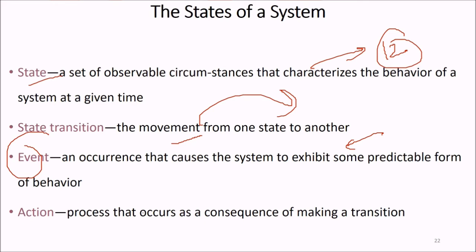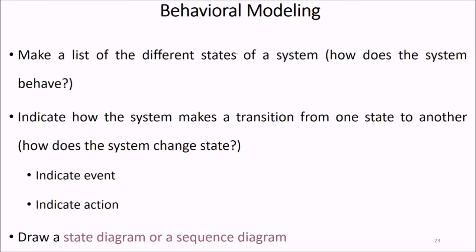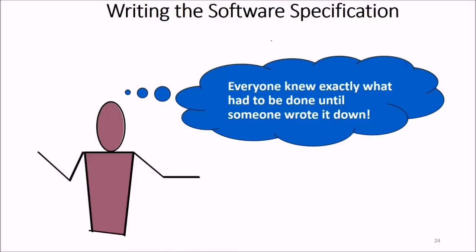So action, that process that occurs as a consequence of making a transition, means what is the action? At 12 o'clock I will sleep. So this is the action. So how to model the behavior? We have to make a list of different states of the system. How does the system behave actually? And then we have to indicate how the system makes a transition from one state to another. That is, you have to indicate the event, and you have to indicate the action on this event also. For that, you will draw the state diagram or a sequence diagram.